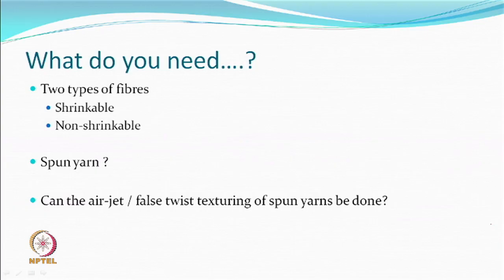So, what do we need? We need a shrinkable component and a non-shrinkable component. When we say shrinkable, you know all thermoplastic materials shrink when you heat them. A simple test that you can perform: take the fiber near the flame, not inside the flame, and you can see the fiber shrinking away. That is the characteristic of a thermoplastic material. In that sense every fiber would shrink, but that is not what we mean.